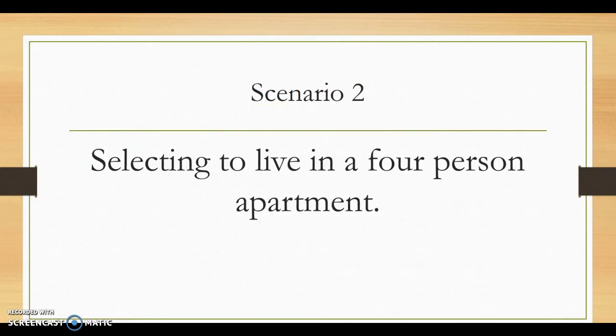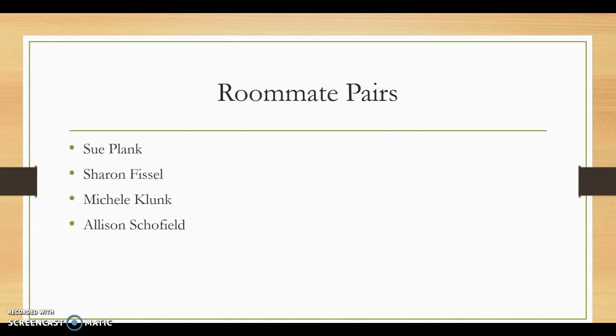Now I will begin to talk about the second scenario that's possible for selecting an apartment. What we have in this scenario is that the students are selecting to live in a 4-person apartment, which requires one of the students to make this selection. In this scenario, these are the 4 roommate pairs. The person with the best time is Sharon Fissel, so she will log into CNAV at the time of housing selection and then make the apartment choice for her group. Again, it's important to remember that only one person from the group needs to make this selection.